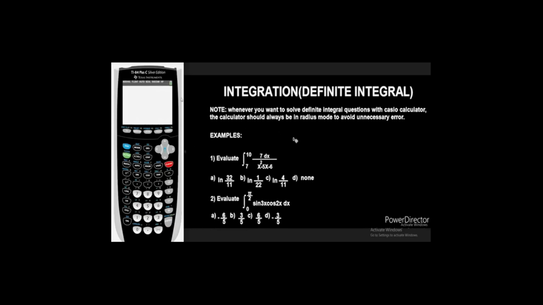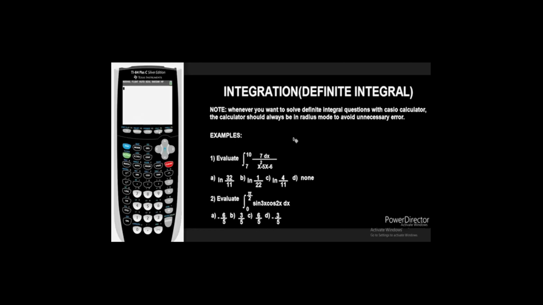Now, having ensured that the calculator is in radian, let's bring out the definite integral function symbol on this calculator that we are going to use to solve this problem we have here. Question 1 says evaluate the definite integral: we have 7 dx over x squared minus 5x minus 6. The upper limit is 10 and the lower limit is 7.